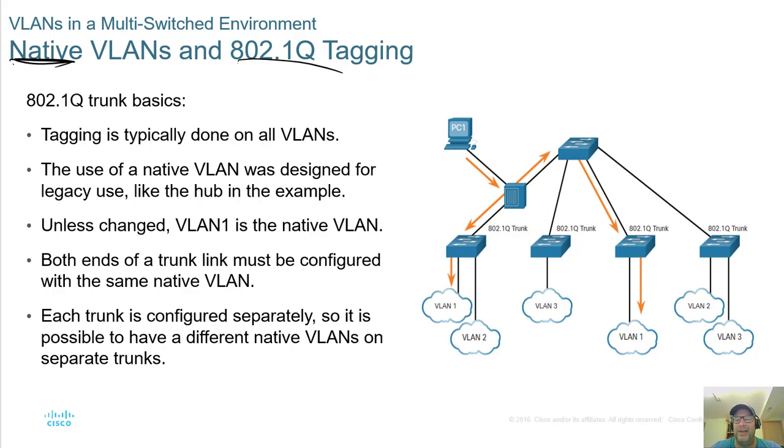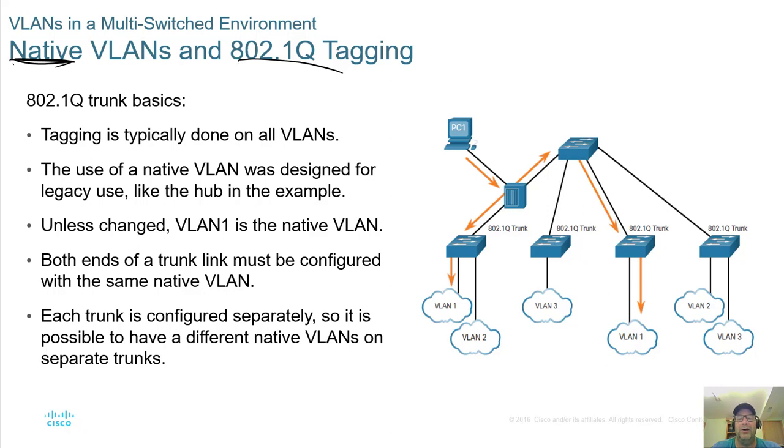Unless changed, that's going to be VLAN 1. Now, for security purposes, you have to change the native VLAN from VLAN 1 to something else. And then you can turn it off if you want to. But you can't turn off VLAN 1.